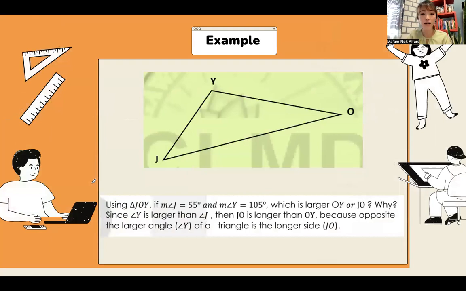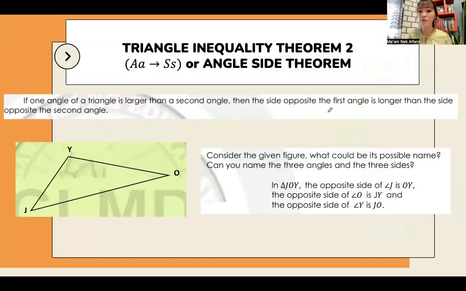Example, same figure, triangle JOY, but it has measures. The measure of angle J is 55 degrees, and angle Y has a measure of 105 degrees. Which is longer? Is it segment OY, this one, or segment JO? Since angle Y has a 105-degree measure, it is larger than angle J, which has 55 degrees. Therefore, segment JO is longer than segment OY because opposite the larger angle of a triangle is the longer side, according to the triangle inequality theorem 2.